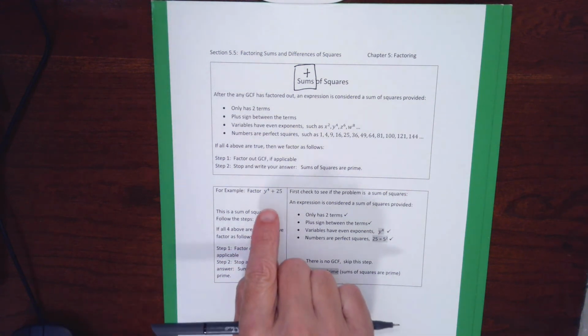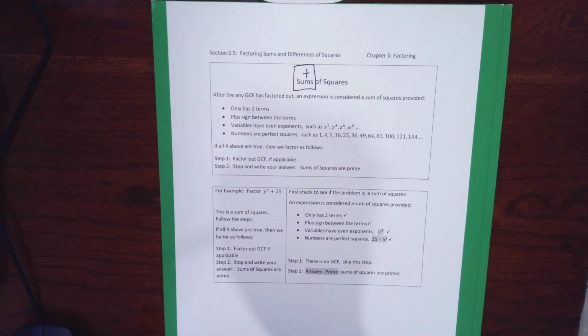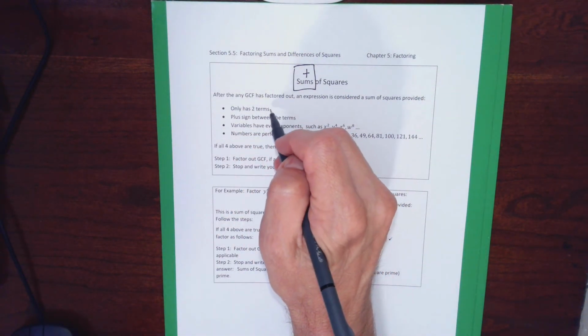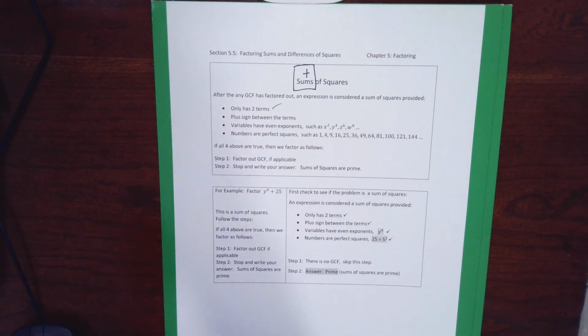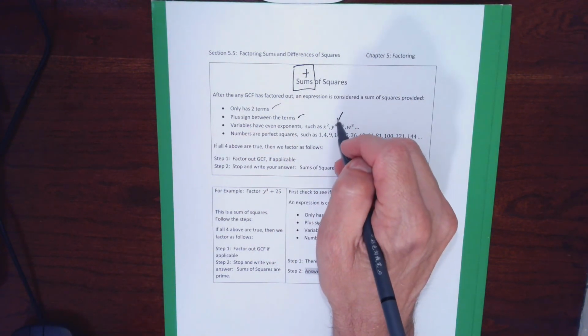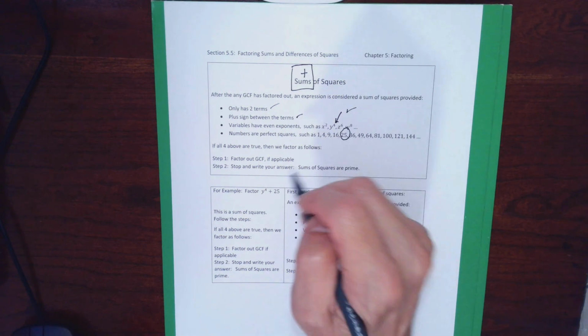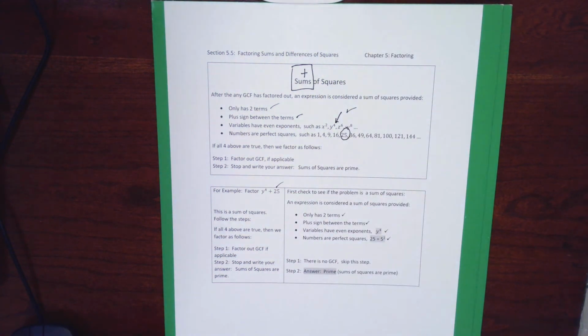So on this sheet I said factor y to the 4th plus 25. Let me show you that it's a sum of squares. It only has 2 terms, check. There's a plus sign between the terms, check. The exponent is even, check. And the number given is a perfect square, check. That's a sum of squares.